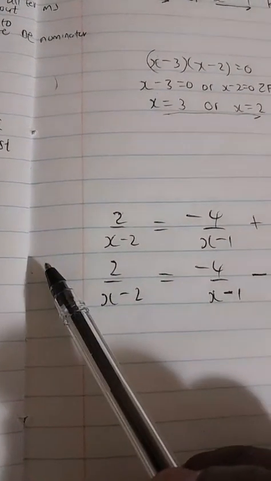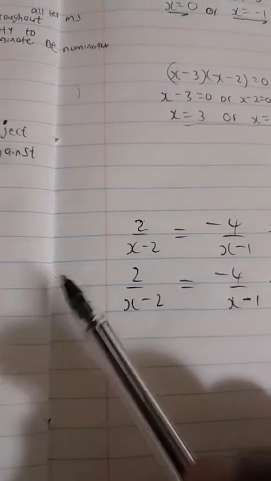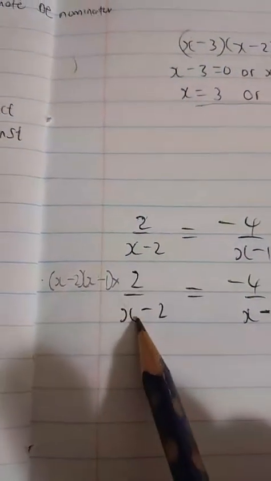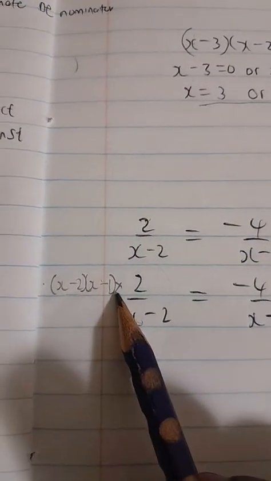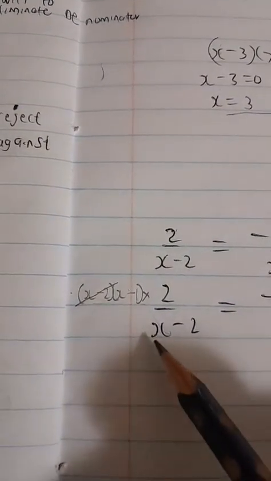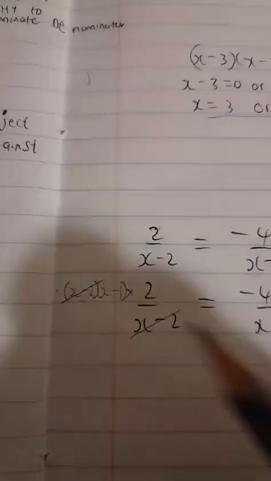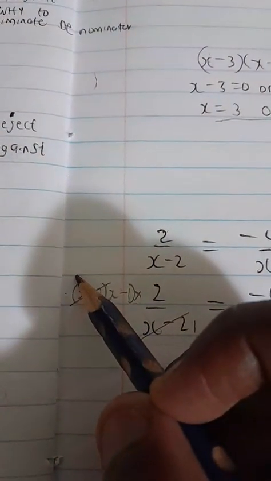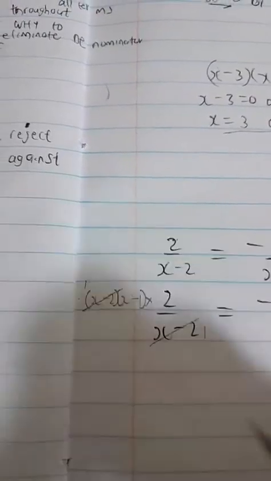I repeat, if x minus 2 is at the top, maybe I'm going to have to write it in brackets, because some people are going to ask. Let's say we have x minus 2 into x minus 1. We are multiplying each term by the LCD. What happens? X minus 2 says goodbye to this x minus 2. What gets left in the denominator is 1, and in the place of that x minus 2 is also 1.